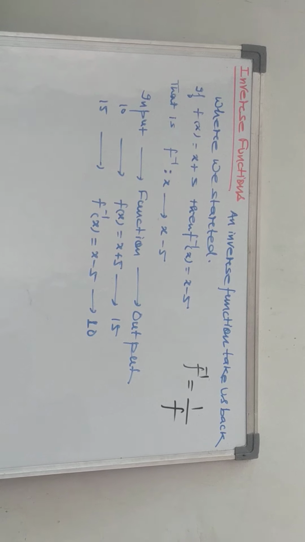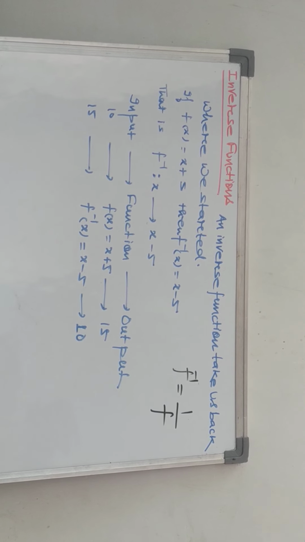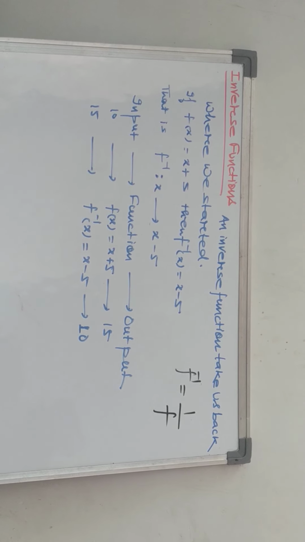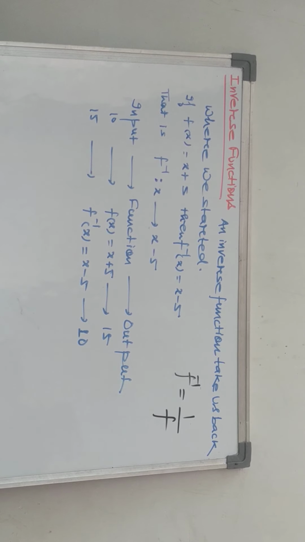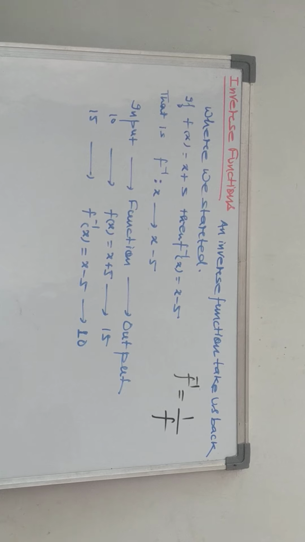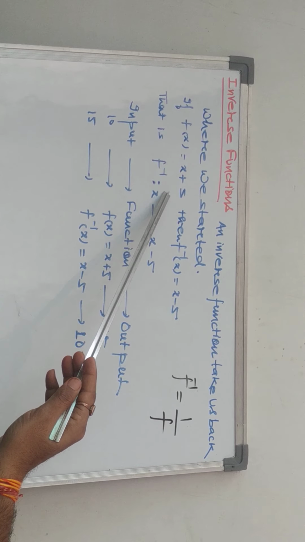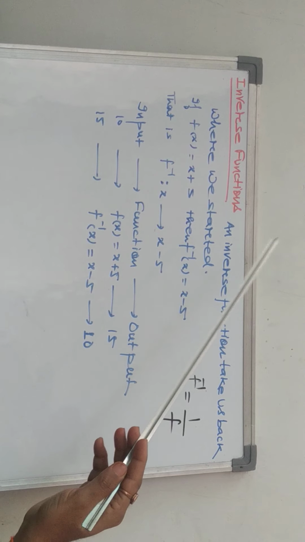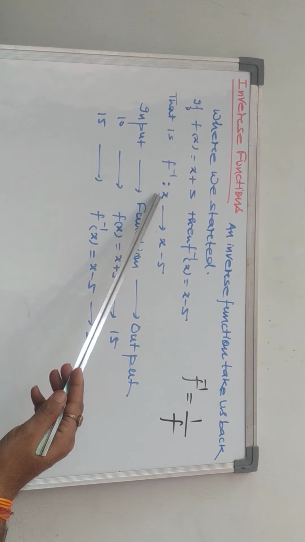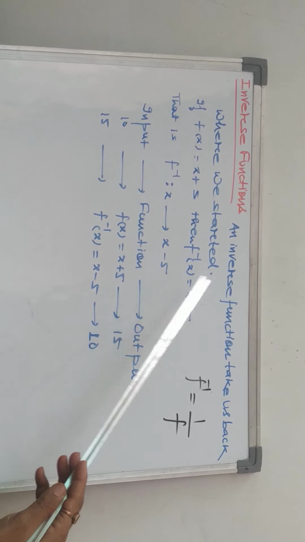If we multiply a function by 5 and we want to get back to the original function, what can I do? We divide by 5. This is known as the inverse function. If f of x is equal to x plus 5, then f inverse of x is equal to x minus 5.